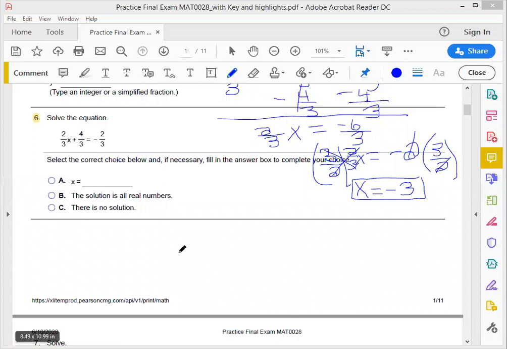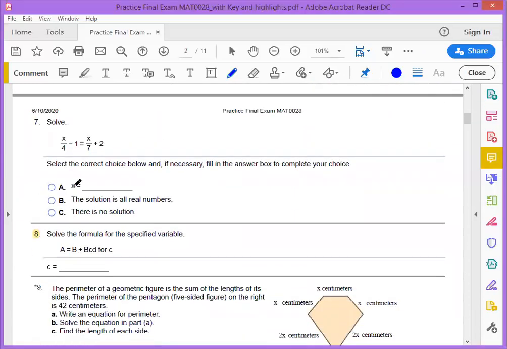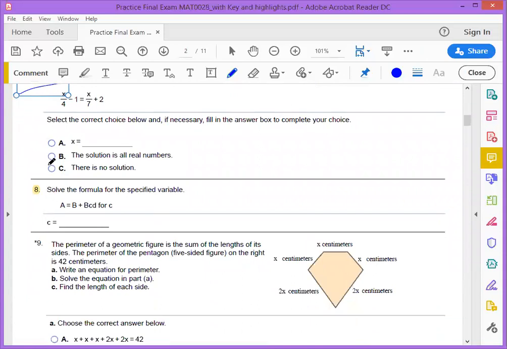All right, let's look at number 8. For number 8, you're asked to solve for the specified variable. So we're solving for C. Given this equation, A equals B plus BCD. Since we're solving for C, that means we want to leave C by itself on the right side of the equal sign. So we'll start with the variable B out here by itself.